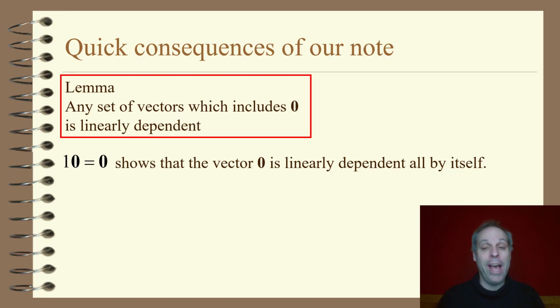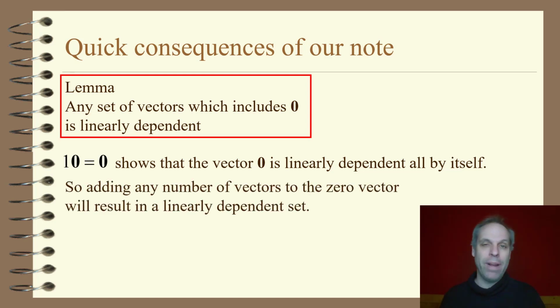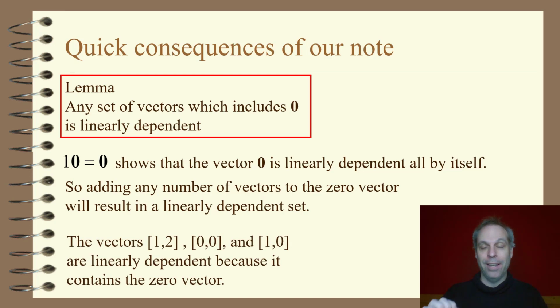But then the minute you have that, since that one set is dependent, if you add any number of vectors after it to that set, the resulting set is then also linearly dependent, using the exact same trick you saw me do on the previous slide. So for example, the vectors (1, 2), (0, 0), and (1, 0), the example you saw before, are instantly linearly dependent because they have the 0 vector among that list.